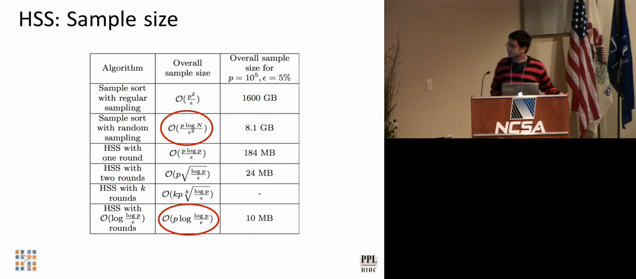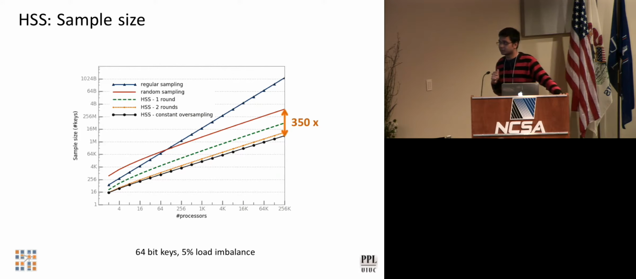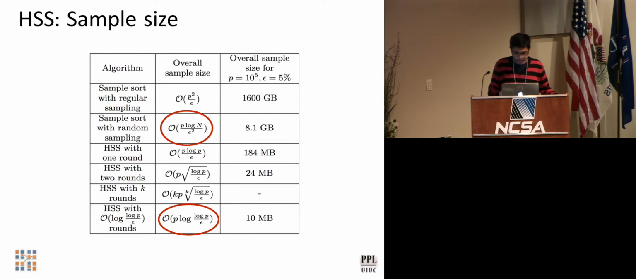So in comparison, this is the difference between the number of samples between HSS and sample sort. And this is just a graphical representation of the same thing. The 350x factor that you see is the reduction in sample size between sample sort and HSS, and this is just a graphical representation of this table.